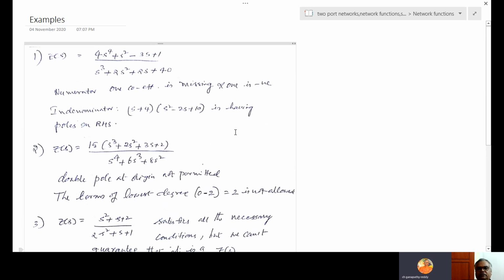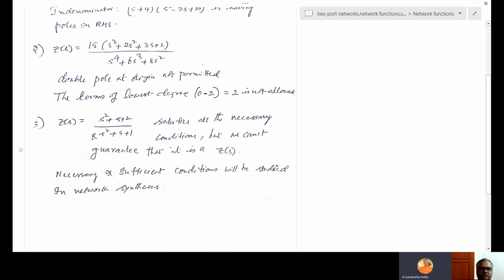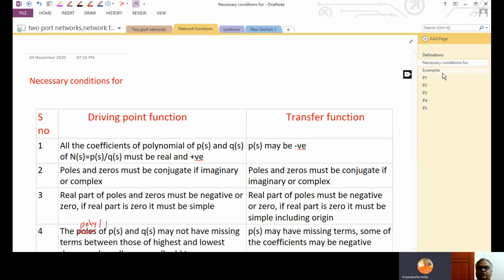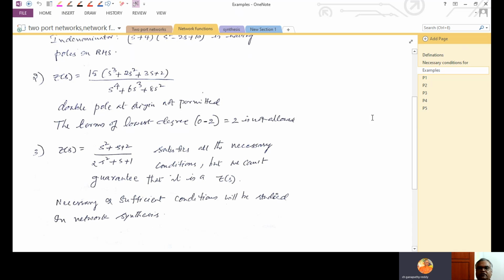So these are some of the examples which deviate from the rules. This one deviates from the rule, this one deviates from the rule. This one satisfies all the rules, but it is not a valid Z of S. That is the meaning of necessary condition. So this basic definition and these necessary conditions are important. Sometimes in the exam, they ask examples the way I have given.